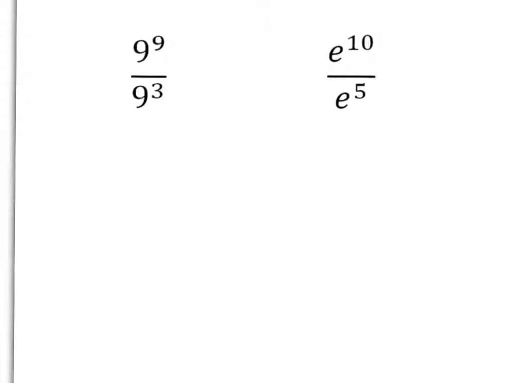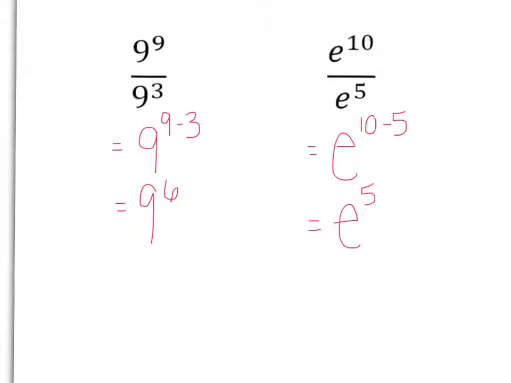All right, for this first one, we have 9 to the 9th divided by 9 to the 3rd. We keep the base and subtract the exponents. And we have 9 to the 6th power. For this problem, we have e to the 10 minus 5 power, which equals e to the 5th. Did you get these right? I sure hope so. All right, now we're going to move on to our last law of exponents.